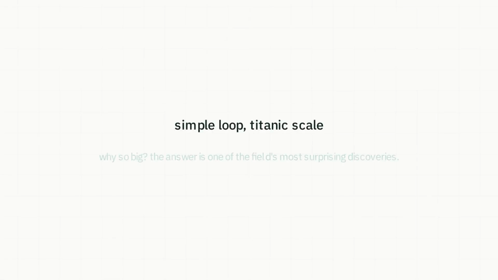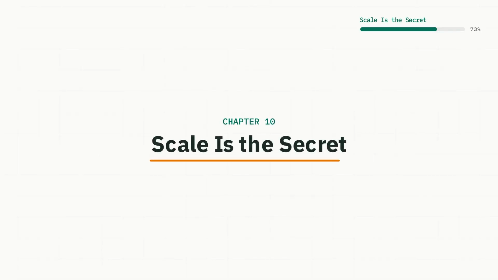So the loop is simple, but the scale is titanic, which raises the obvious and deeply important question: why so big? Why trillions of words and billions of parameters and months of compute? Is all that scale really necessary? The answer to that turns out to be one of the most important and most surprising discoveries in the entire field. Chapter 10: Scale is the secret.